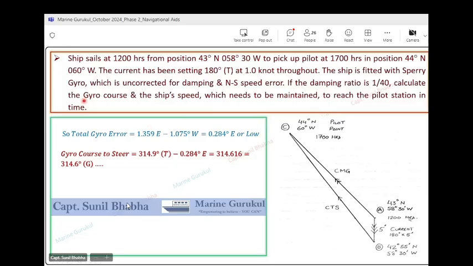So you see this was the second item which was required. What should be the gyro course to steer and what should be the engine speed which should be maintained to reach the pilot station? And this is our answer. The gyro course to steer is 314.616 degrees gyro.